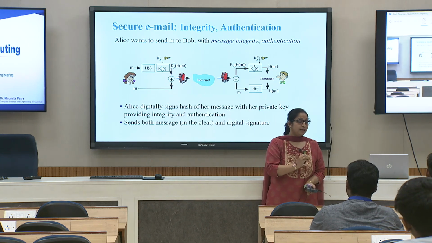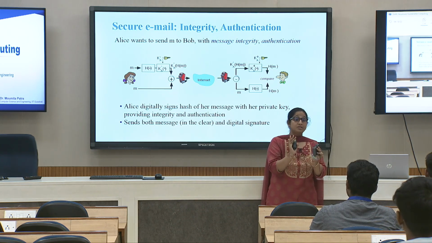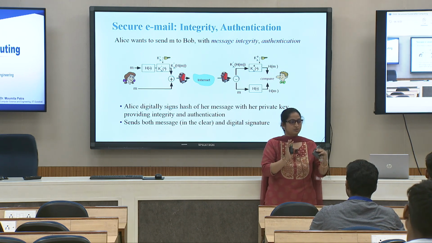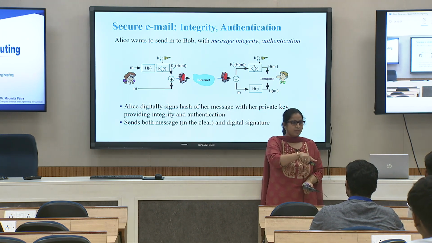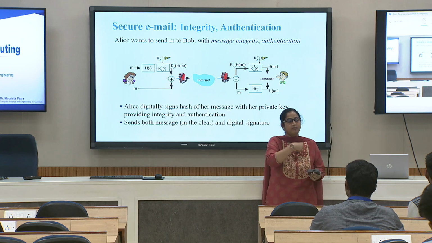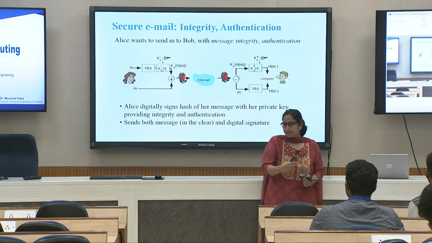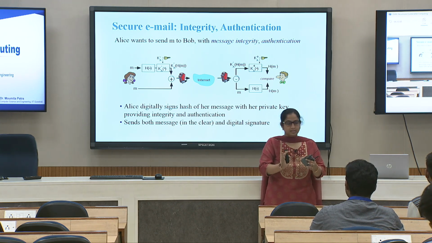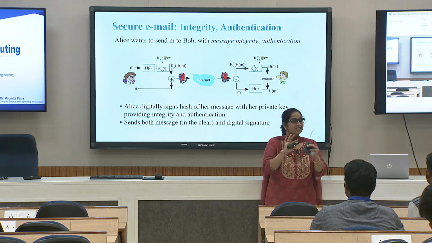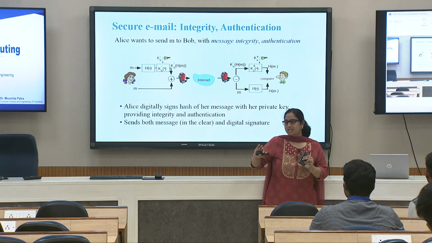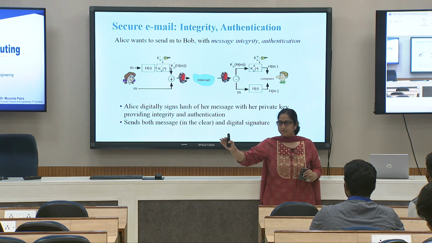And then the actual message she will also send. So she is sending the hash of her message encrypted with her private key, then the message that she is actually sending. Both of them she is sending over the medium, assuming there is no breach of confidentiality. So she is sending, and then it is reaching Bob's side.